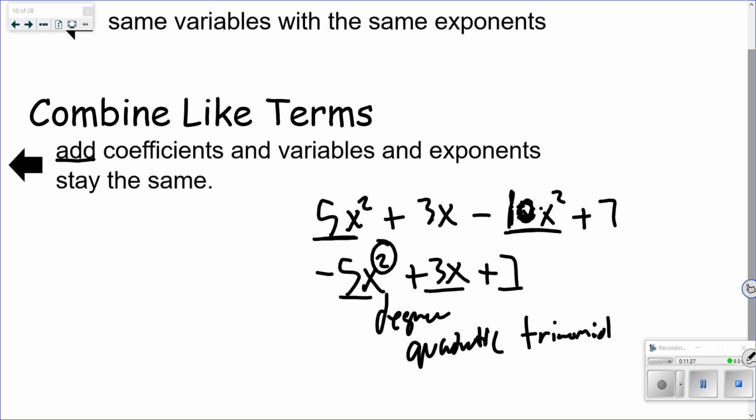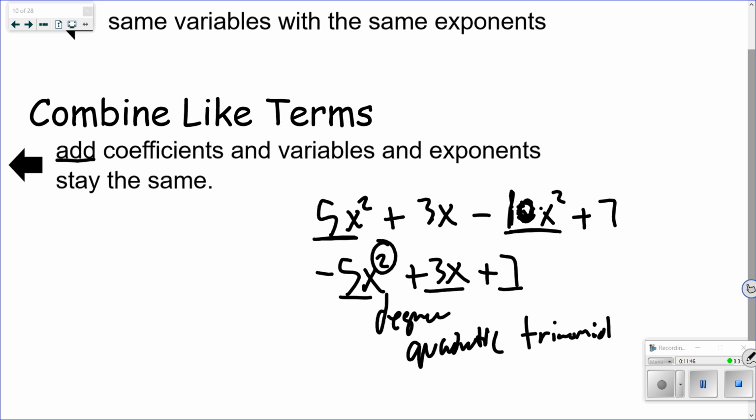Excuse the bell there. So before you decide if it's in standard form, make sure you've combined all the like terms. Then start with your highest power and work your way down. When you're done with that, then you're going to name it by the degree and by the number of terms.